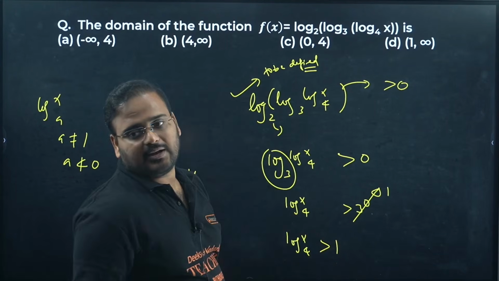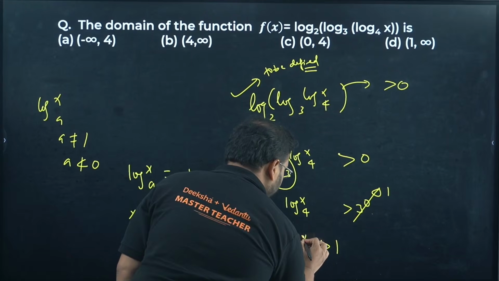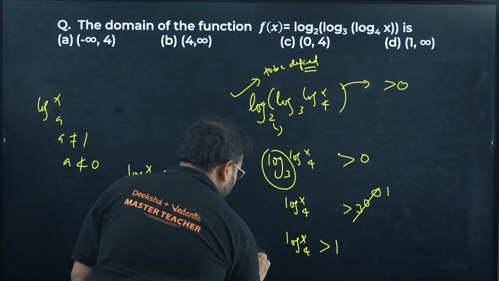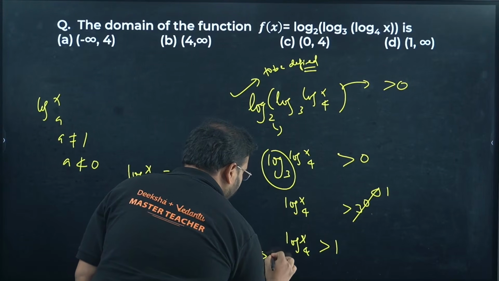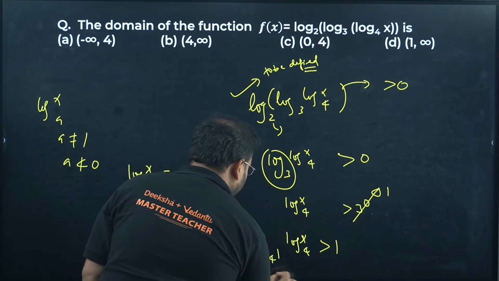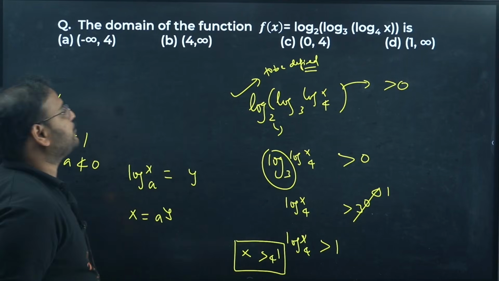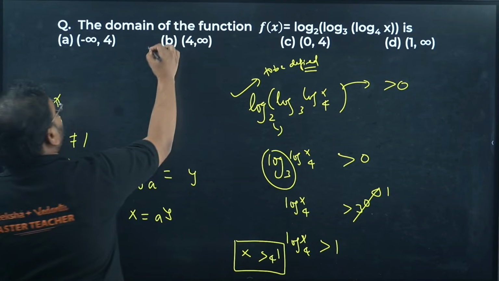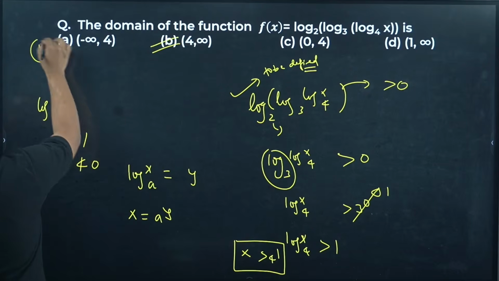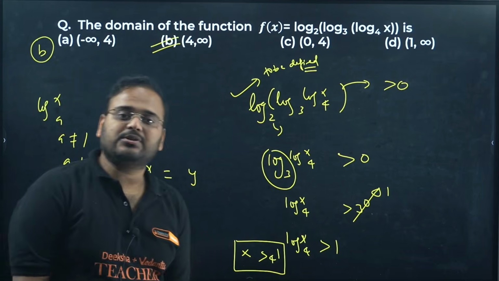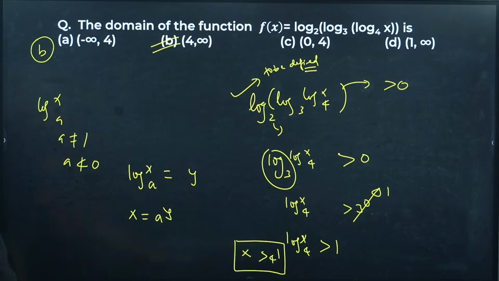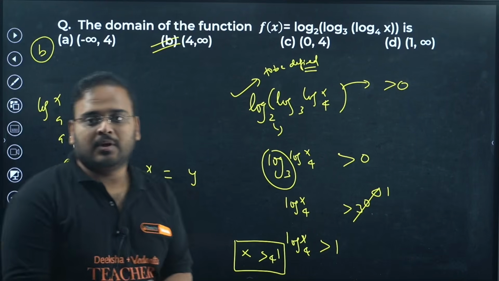Same thing again you're going to apply now. You'll have x left over here, more than 4 power 1. It means x is more than 4. X is more than 4 is option B. Have a look, please. Clear? Okay. Is this done? All right.